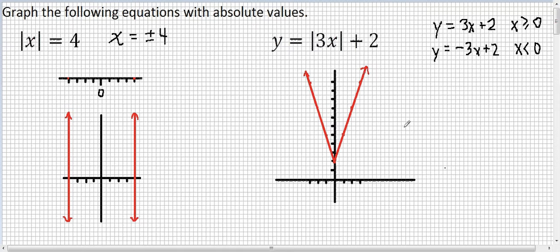And as discussed before, the graph of this equation with a linear variable on one side of the equation and another linear variable inside of the absolute value symbols is a V-shaped graph.